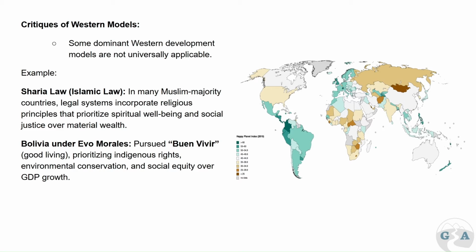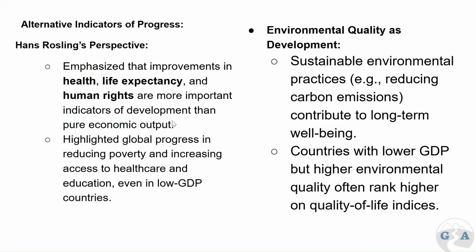However, we can see that this isn't applicable to all areas, such as regions with Islamic or Sharia law, and this will incorporate the idea of religious expression as a sign of well-being in their country. So social justice over material wealth. We can see the Rawlsian perspective then, with emphasis on health, life expectancy, and human rights being more important than economic output. Because of this, we can create environmental quality as development as well.